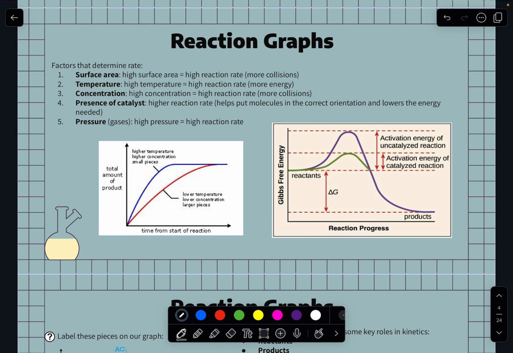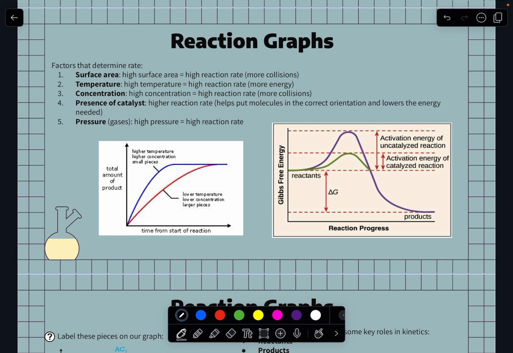Okay. So some factors that affect reaction rate is surface area, right? So if we have a higher surface area, if we have smaller pieces, we're going to have more collisions. So that increases the rate. If we increase temperature, our particles are going to have more energy. If we increase the energy, we're going to have a higher reaction rate. If we increase the concentration, how much we have, how many particles, right? More particles, we said, is more collisions.